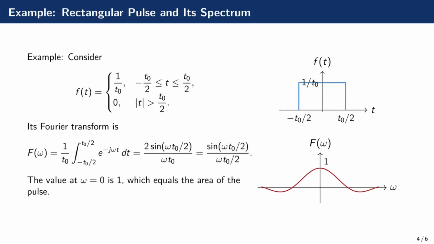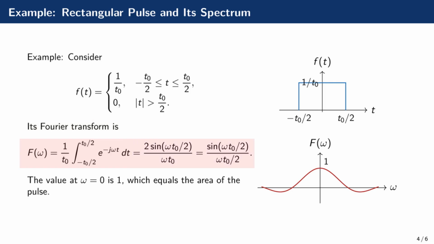Now let us look at a concrete example. Consider a rectangular pulse. The function f of t has the constant value 1 over t0 in the width of t0, and it is 0 elsewhere. Its Fourier transform is easy to calculate because the function is non-zero only over a finite interval, and moreover, it is constant on that interval. So we only need to integrate exponential of minus j omega t over this interval, with 1 over t0.